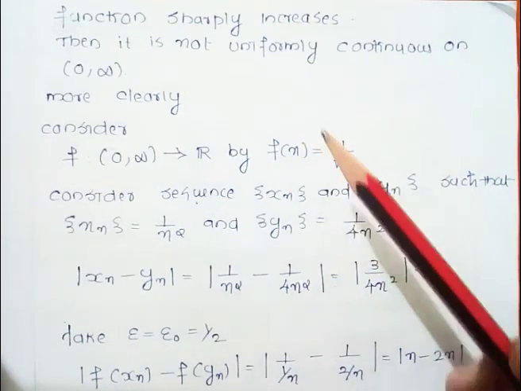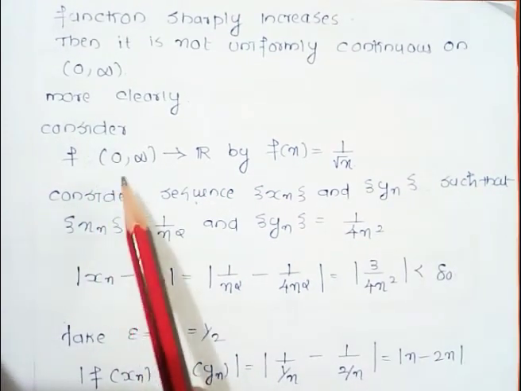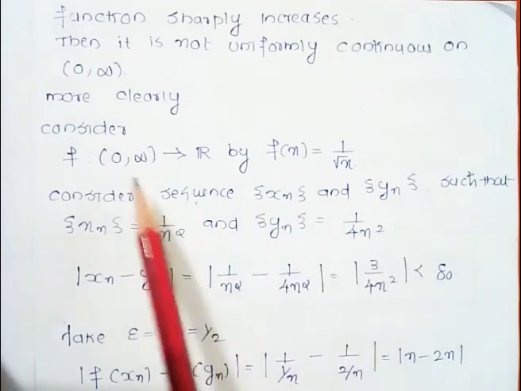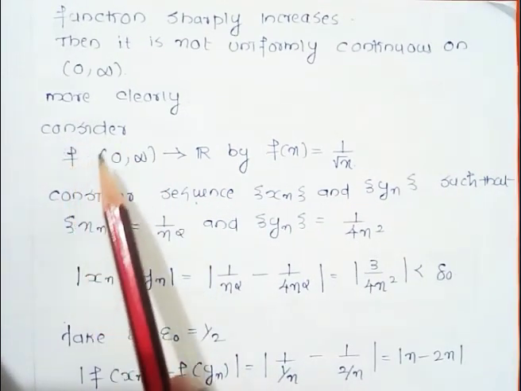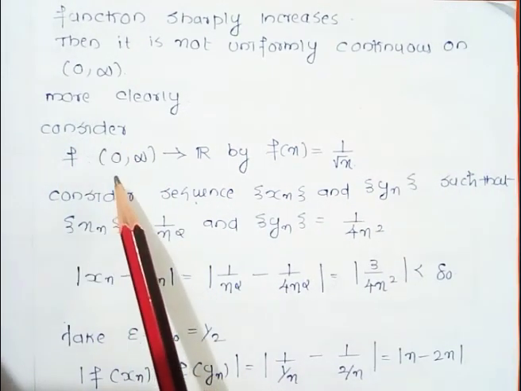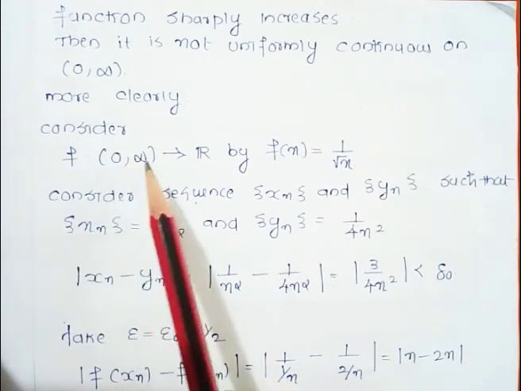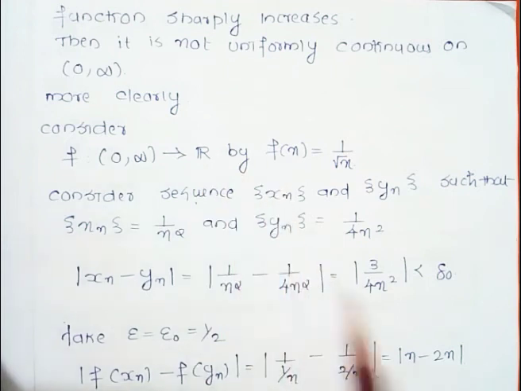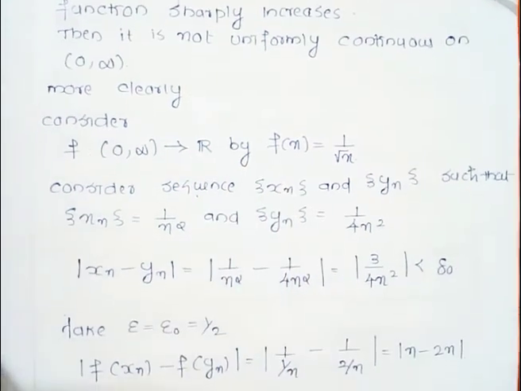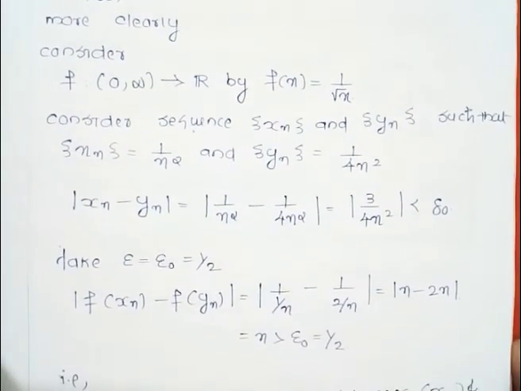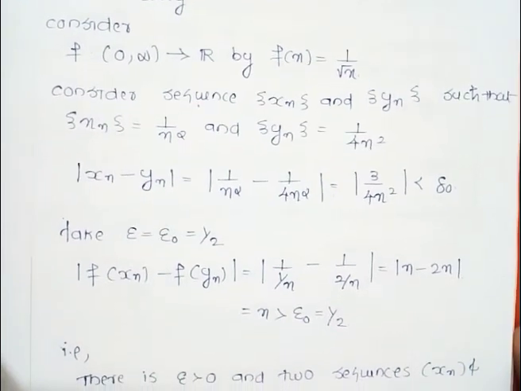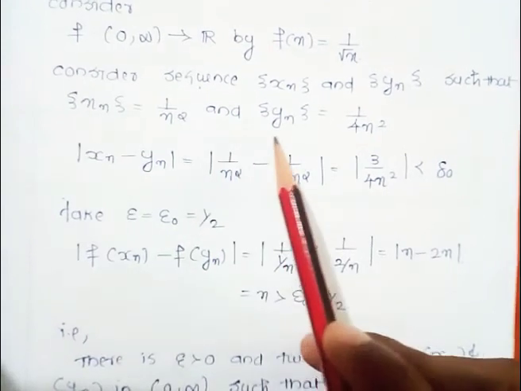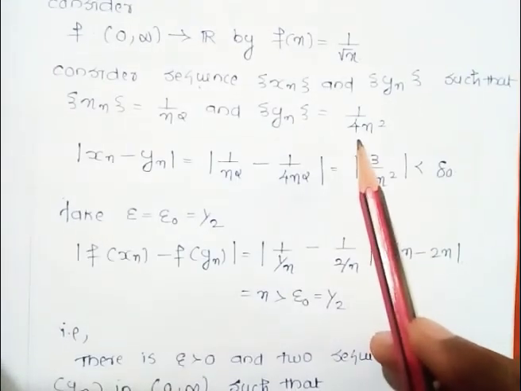More clearly, we are considering f from the open interval (0, ∞) to R by f(x) = 1/√x, because we are considering whether this function is uniformly continuous or not within the interval (0, ∞). So we are defining f from the open interval (0, ∞) to R. Now we are considering two sequences xn and yn in the open interval (0, ∞) such that xn = 1/n² and yn = 1/(4n²).